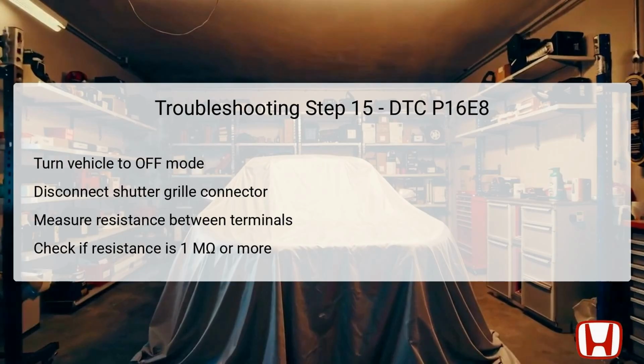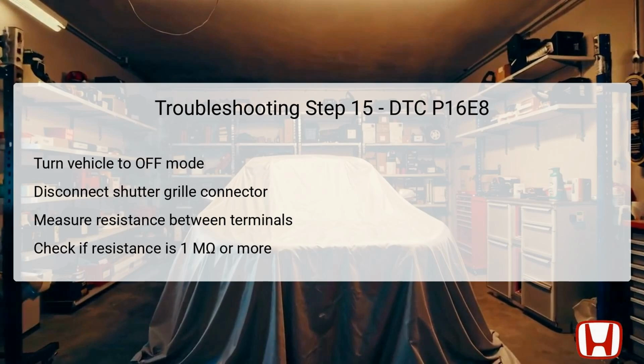Reiterating previous diagnosis methods, step 15 necessitates turning the vehicle to the off lock mode. Disconnecting the shutter grille's upper and lower connectors allows for one final assessment of the circuit integrity. As before, a resistance measurement is crucial here, mapping the connection between terminal female number 3 of the shutter grille and body ground to check for resistance. Recording a resistance measurement of 1 megaohm or more reinforces the viability of the wire circuit. If the threshold is met, this leads to step 17.